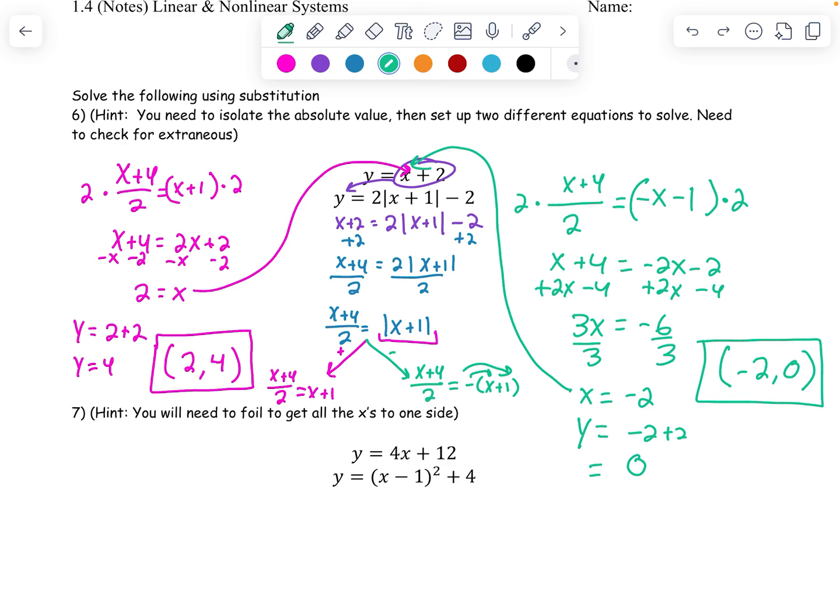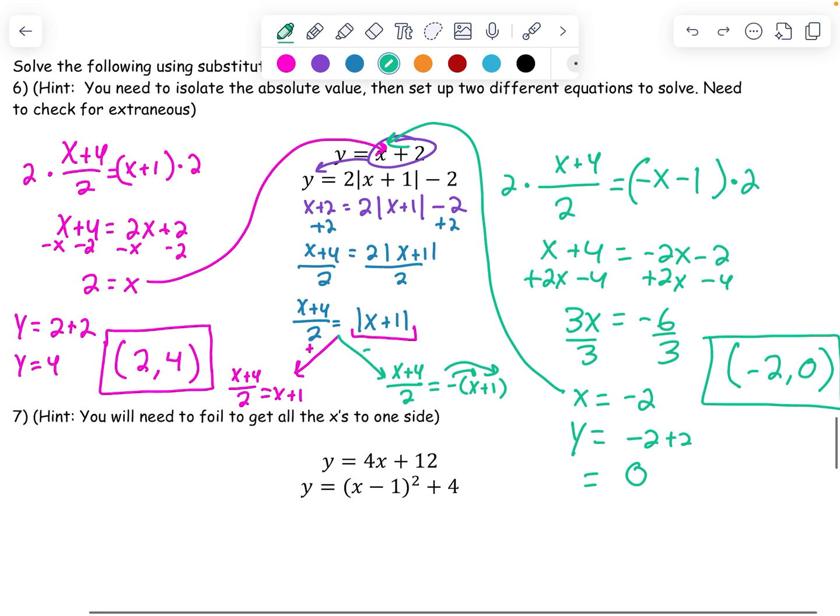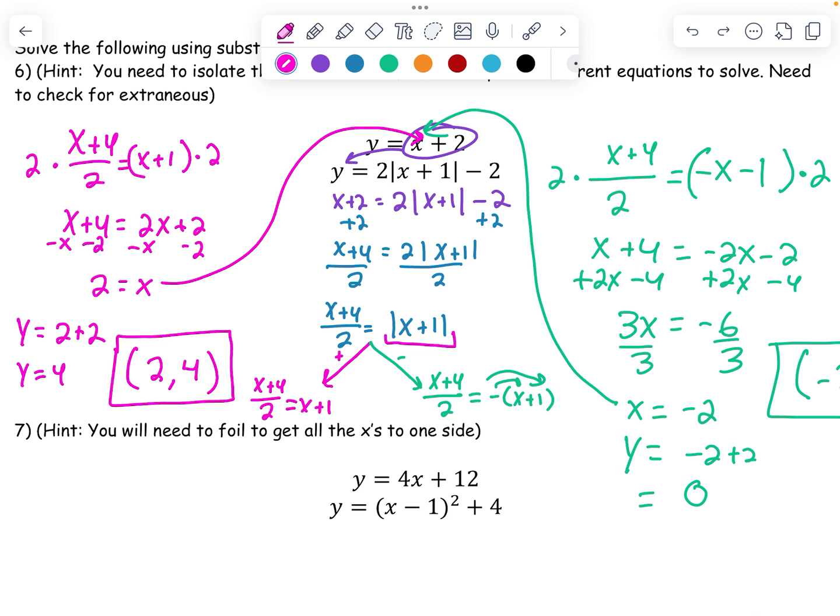Honestly, you could just throw them in really quick. What you have to do is just plug them into this equation. So 2 for x here, 4 over here. We have to use the absolute value equation because we solved for them in the linear equation. So when you plug this in, we got 2 + 1 gives us 3. 3 times 2 gives us 6. Minus 2 gives us that 4. So that one's good.